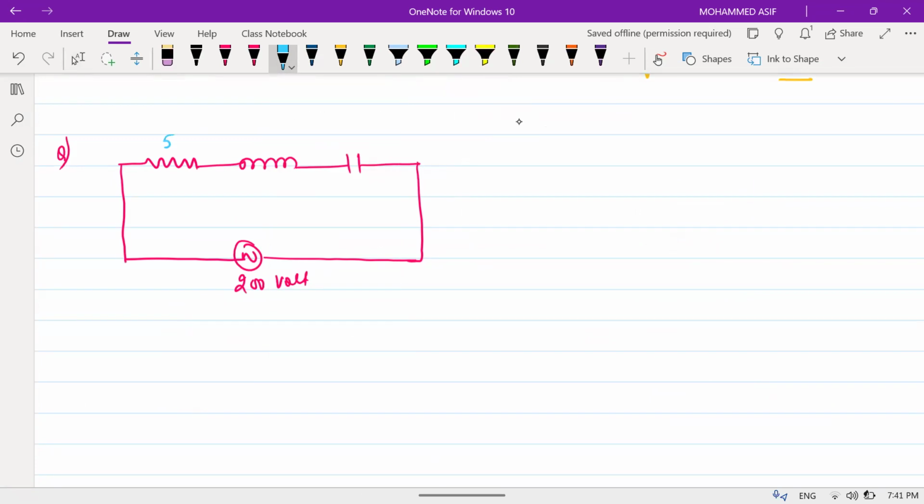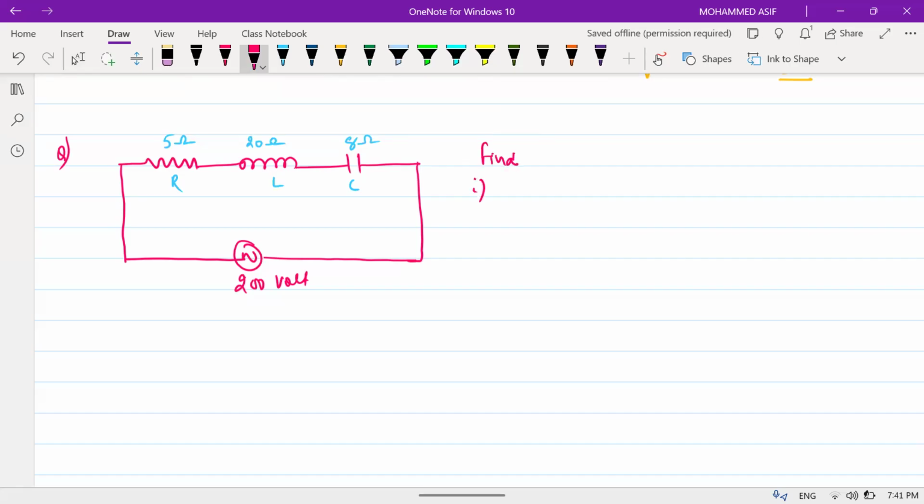This one is, say for example, 5 ohm. This one is 20 ohms. This one is, say for example, 8. Clear? 200 volt. Resistance of the inductor. This is resistor. This is inductor. This is capacitor.